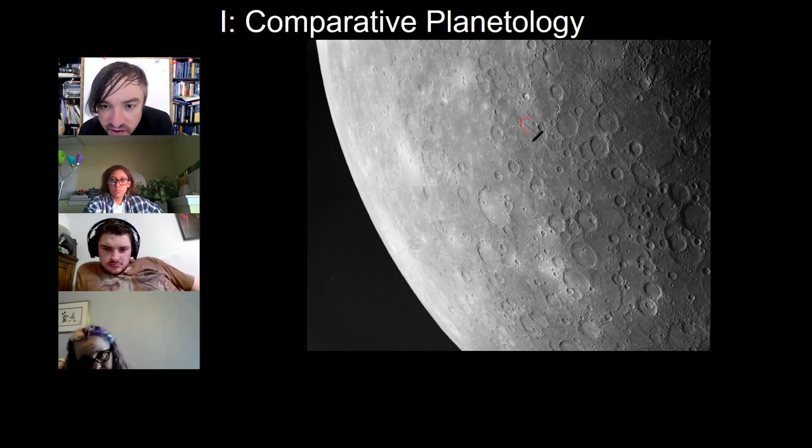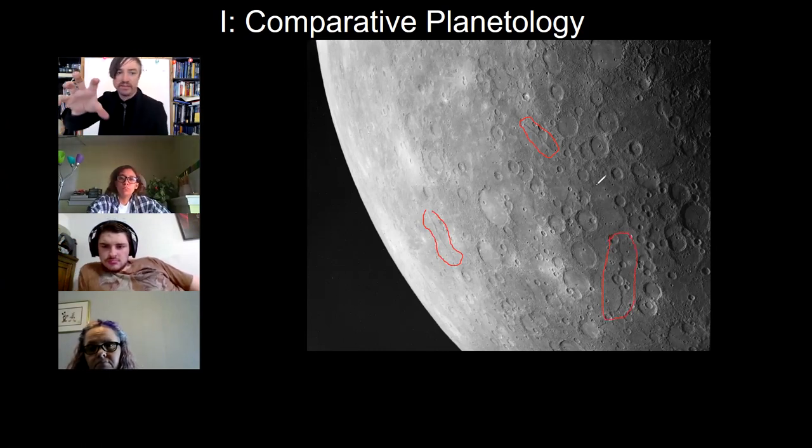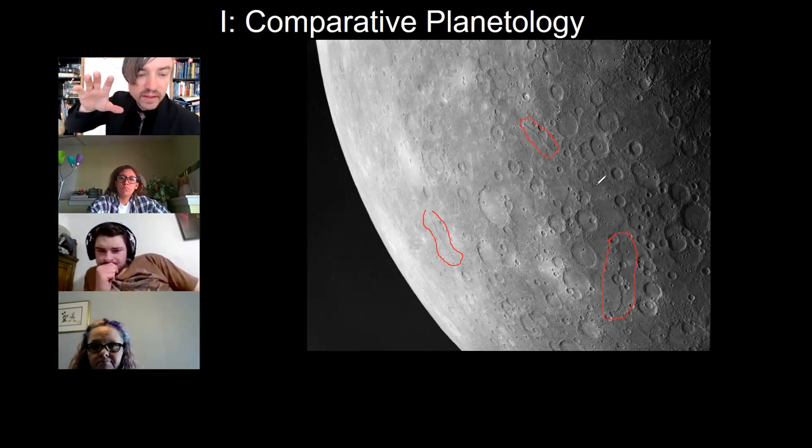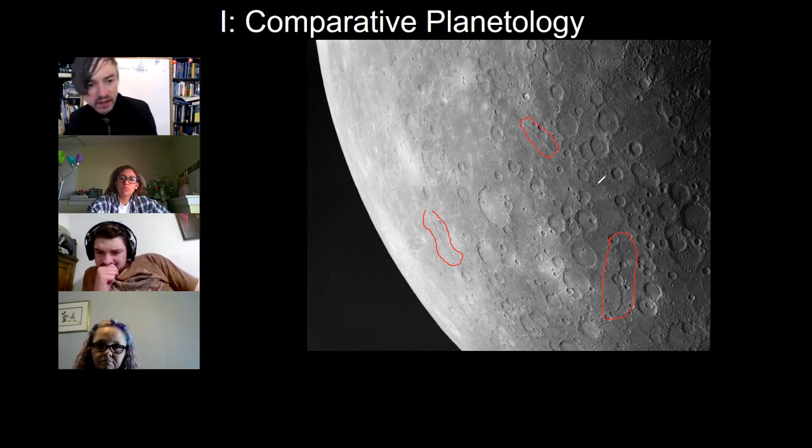Can you guys see these long marks across the surface? They don't look like too much to you because you're looking from a very high altitude, thousands of kilometers away. And so you kind of lose depth perception a bit. Things kind of flatten out.